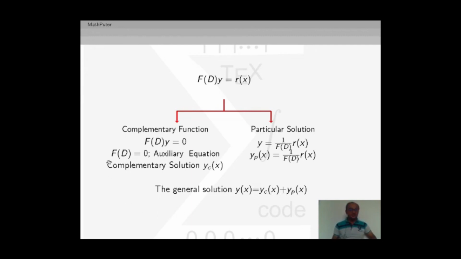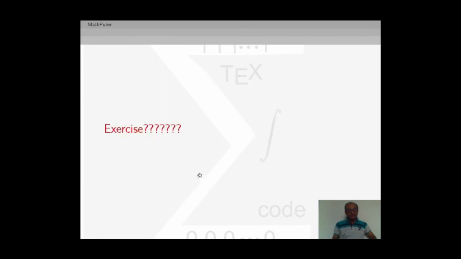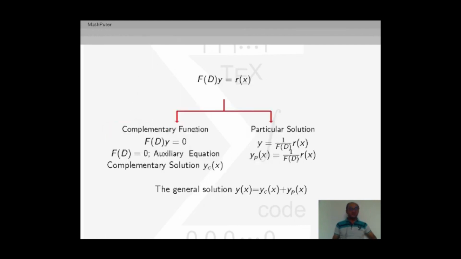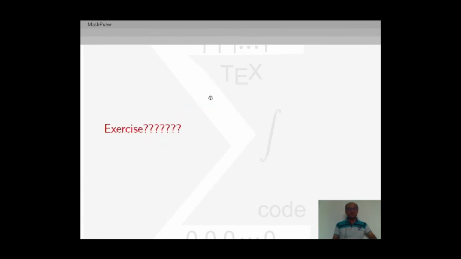In the next lecture, we shall discuss how we find the complementary solution. So should we go for the exercise? We shall discuss the exercises in the next lecture to find the complementary solution of the differential equation.